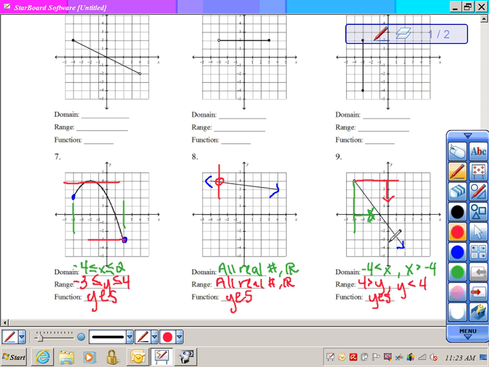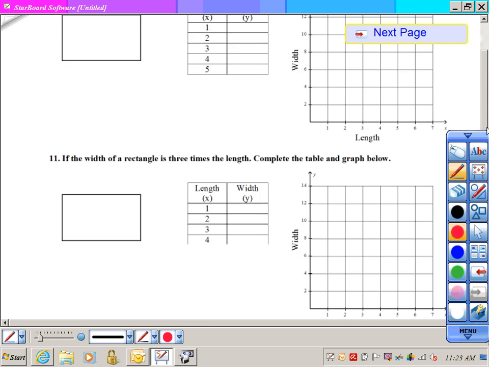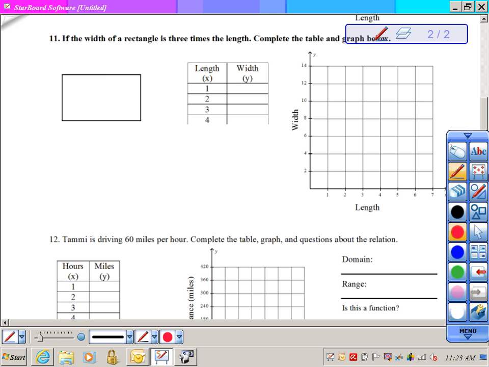Okay, let's turn it over to the back. Let's try number 11. If the width of a rectangle is 3 times the length. Okay, here we go. I'm going to call this my length, this my width. So that means the width is equal to 3 times the length. Complete the table and graph below. So if this is 3L, this was just L.